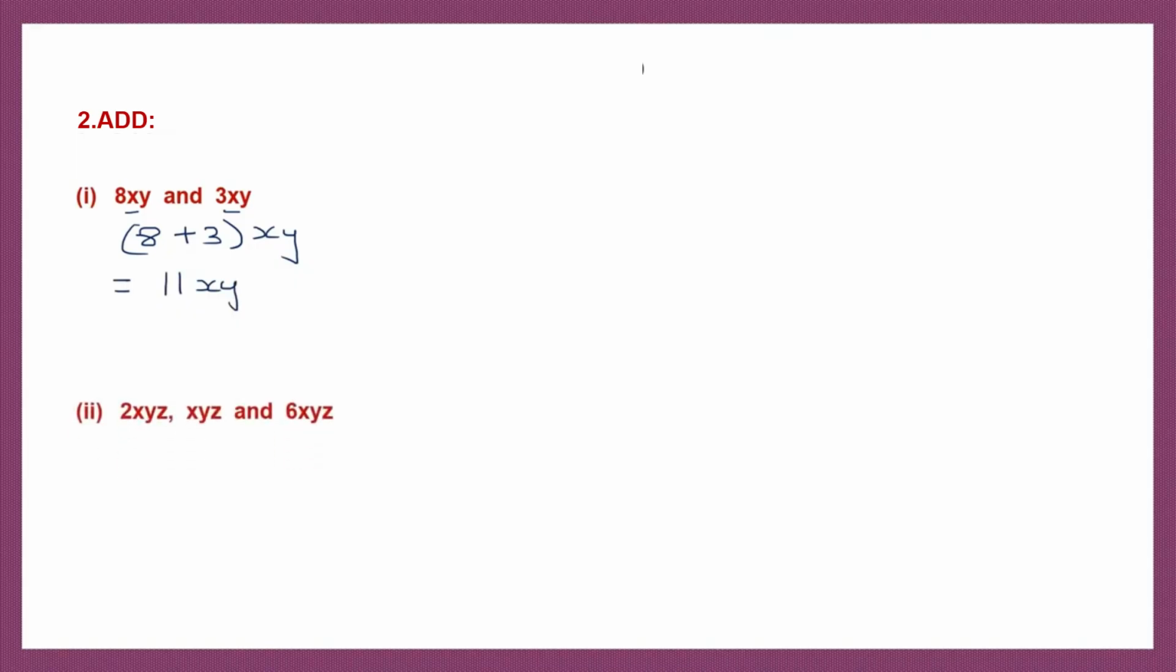Question 2. 2xyz, xyz and 6xyz. Now they're all like terms, so we can add them together. Now here let's put 1. Again, let's add only the numbers. 2 plus 1 plus 6 xyz. Okay, now let's add the numbers. 2 plus 1 is 3, 3 plus 6 is 9, so that is 9xyz.